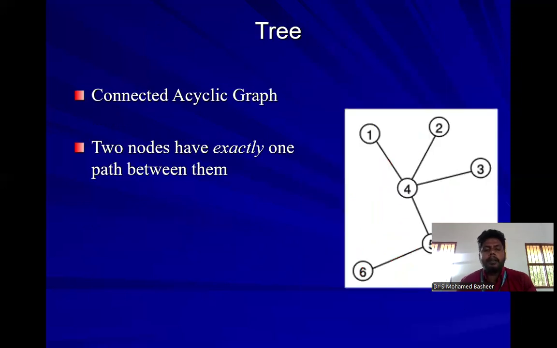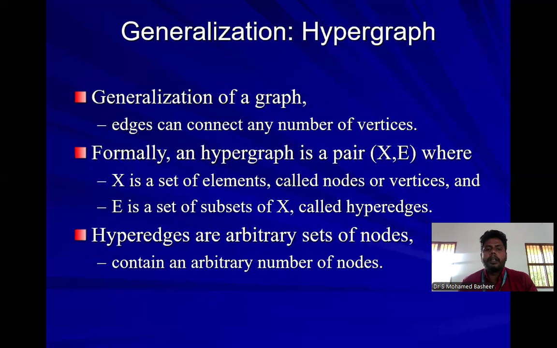Another important topic is the tree. A connected acyclic graph is called a tree. Any two vertices have exactly one path between them; that is called a tree.